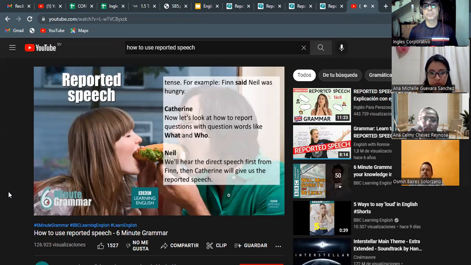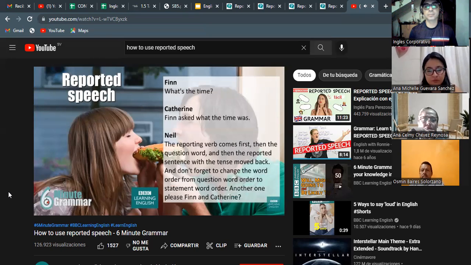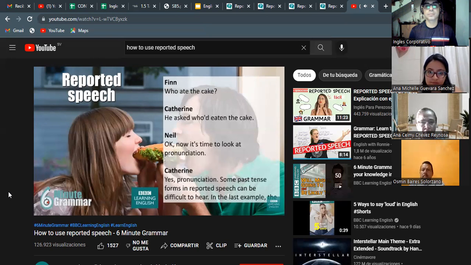Now let's look at how to report questions with question words like what and who. We'll hear the direct speech first from Finn, then Catherine will give us the reported speech. What's the time? Finn asked what the time was. The reporting verb comes first, then the question word, and then the reported sentence with the tense moved back. And don't forget to change the word order from question word order to statement word order. Another one, please, Finn and Catherine. Who ate the cake? He asked who'd eaten the cake.